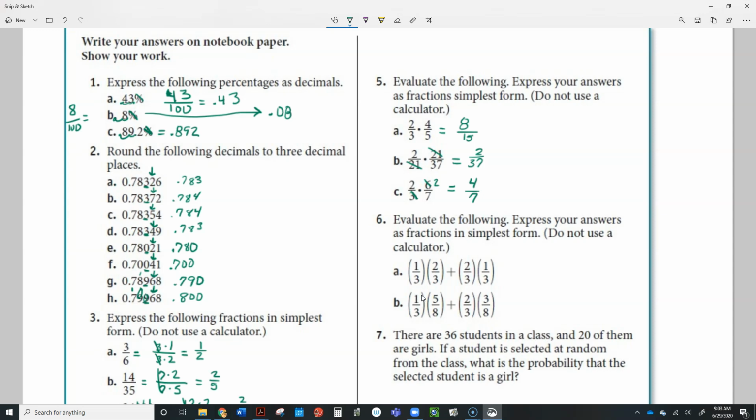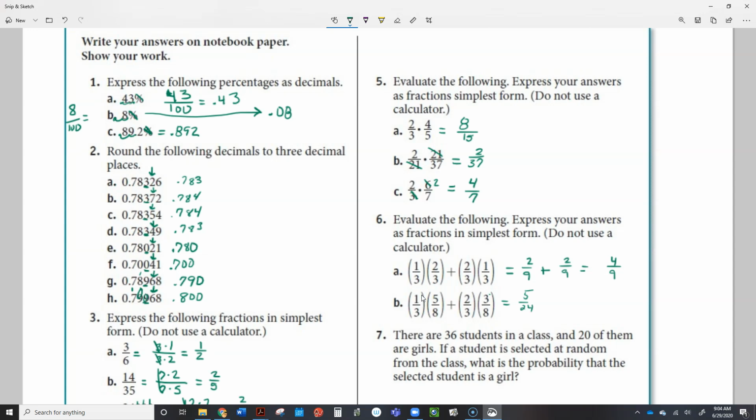Evaluate the following. Express your answers as fractions in simplest form. Do not use a calculator. All right, so this, you multiply these two together. You get 2 over 9 over here. You get 2 over 9 over here. And that ends up being 4 over 9. On this one, nothing reduces, so you end up with 5 over 24.